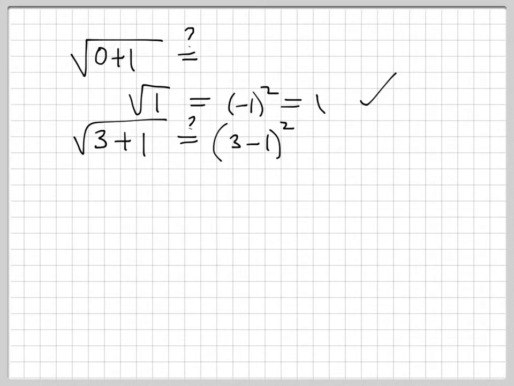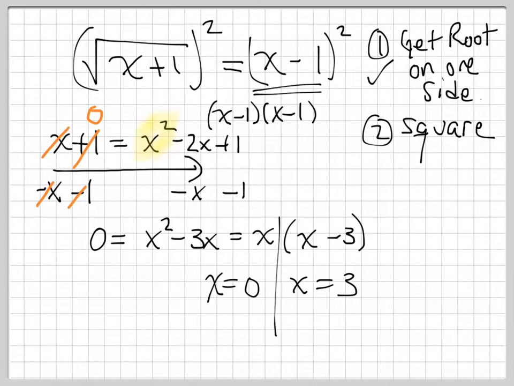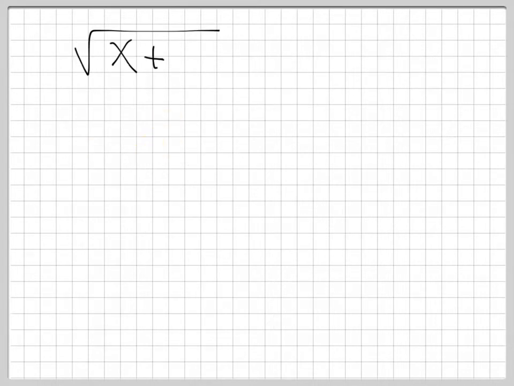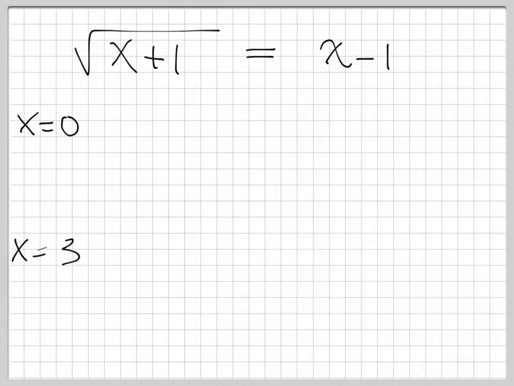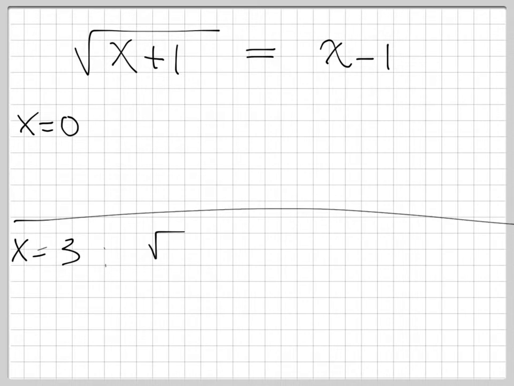Let's go back to the original equation. Ignore what I just said. The original equation was radical x plus 1 equals x minus 1. So we need to check x equals 0 and x equals 3. So I'm going to start with x equals 3. Radical 3 plus 1, does that equal 3 minus 1?